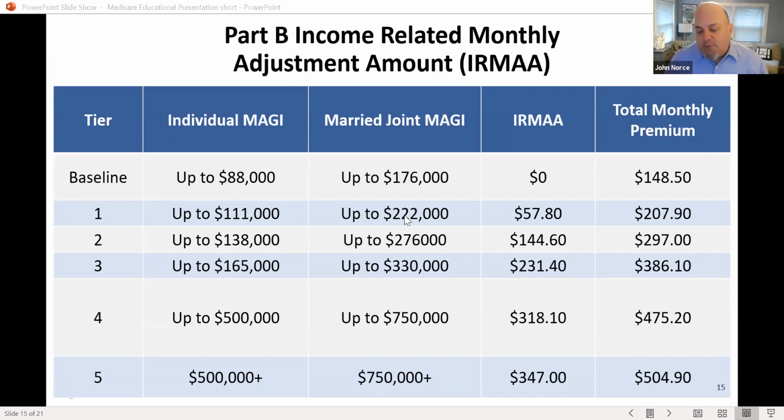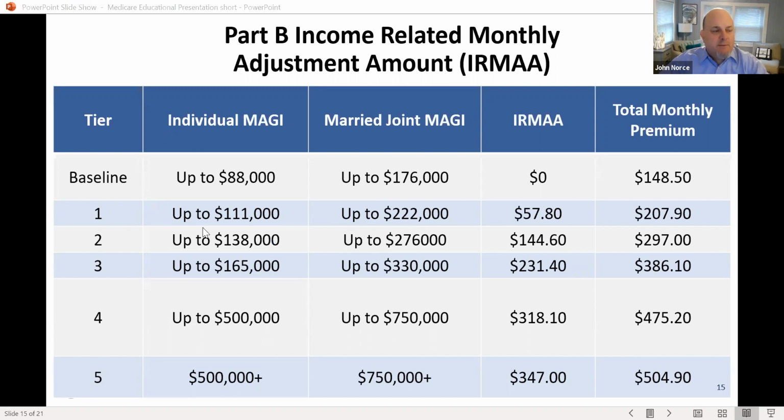This grid is actually the same grid for Part D. For time's sake, I won't go into it, but Part D also has this IRMAA adjustment where you would pay more for your Part D benefits. Understand your income has no bearing on Medicare Advantage, Medicare Supplement, and Medicare Part D actual enrollments into those plans. This is a federal government adjustment based on your income.